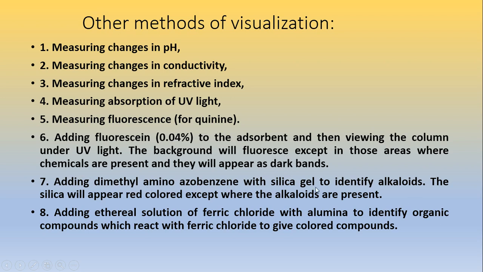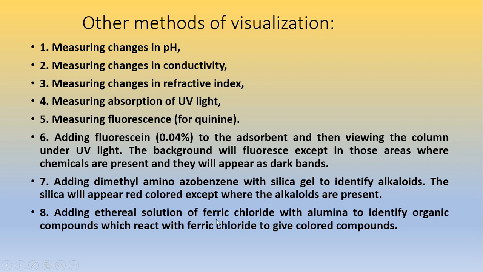Adding dimethylaminoazobenzene with silica gel to identify alkaloids. If we want to identify these alkaloids, which are basic in nature, we can use this type of reagent. The silica will appear red colored except where the alkaloids are present. So silica will appear red colored and the alkaloids will not show this type of red color. So these alkaloid bands in the column will be clearly shown.